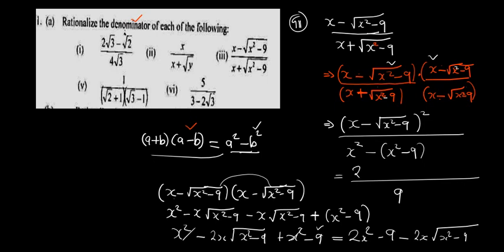So on top we have 2x squared minus 9, minus 2x root of x squared minus 9. So this is the answer that we have, over 9. So this marks the answer. Alright, so that is it.